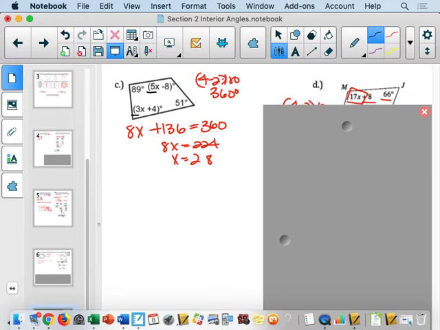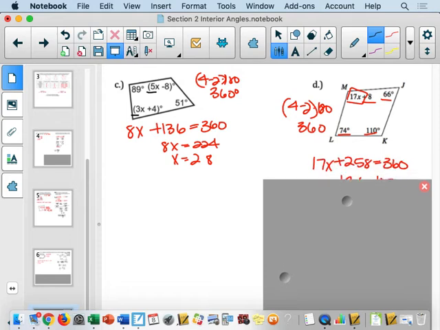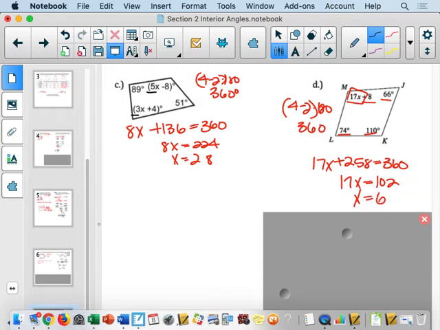Continuing on to example D. Again, it's a 4-sided shape. 4 minus 2 times 180, we get 360 degrees for our total. Now, 17x was the only x listed, and then we combine 8, 66, 110, and 74 for 258. Solving this two-step equation, subtract 258 from both sides, and then divide by 17, x equals 6. All right, so that concludes the notes for section 2.